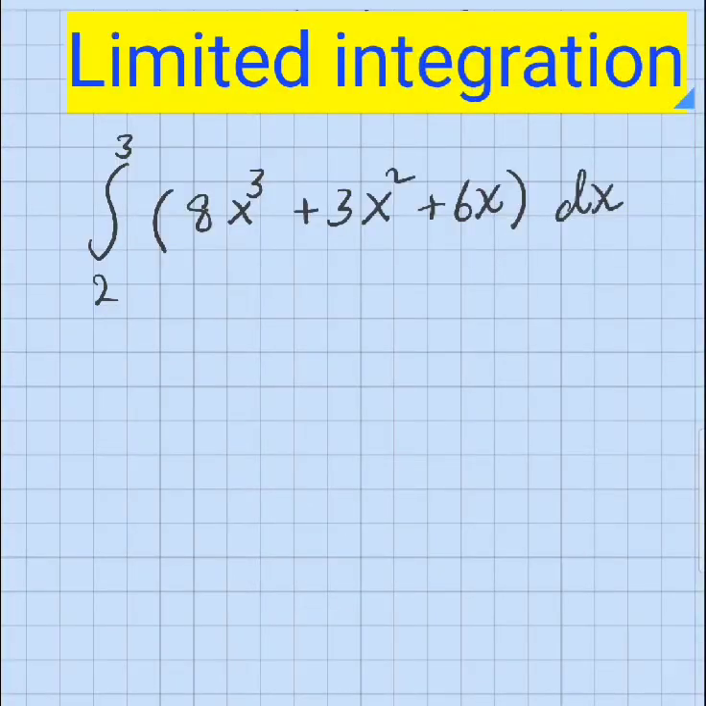Antiderivative of monomials. Now let's continue on with this example.